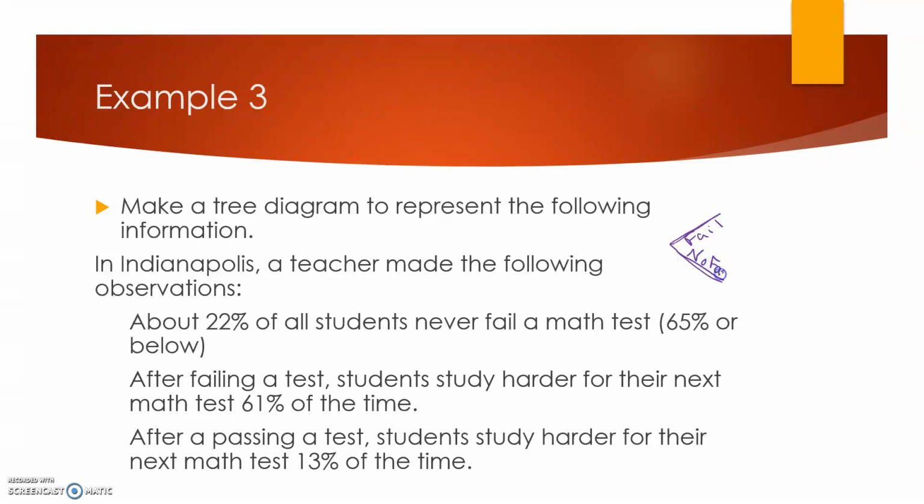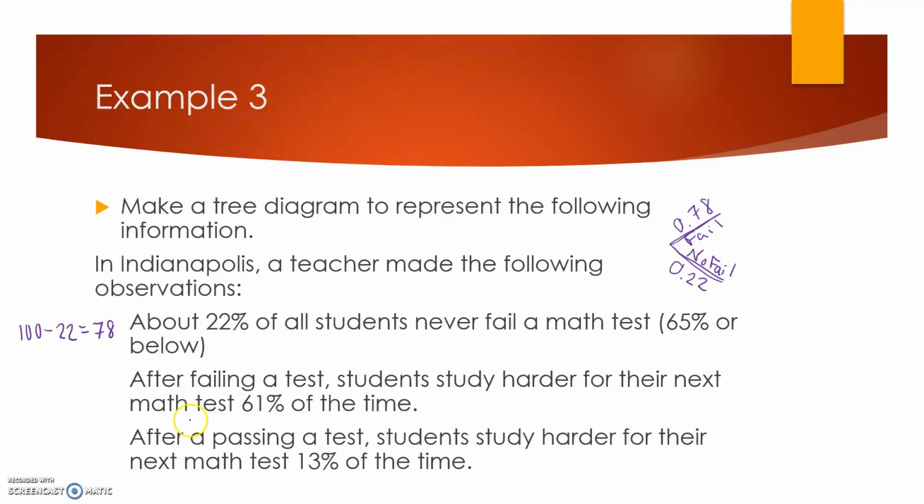I know which category I'd fit in. I'd fit in the fail. But anyway, so 22% never fail. So that's a 0.22. Well, if they don't fail, that means that they failed. And if 22% have never failed, then that means that 78% have failed at some point. The way I get this is because it has to add up to 100. So if I do 100 minus 22, I'm going to get 78. And that's how I'm getting that 78 right there.